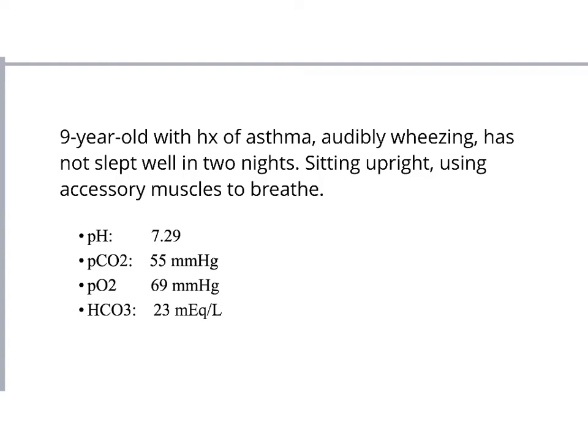For the pH, 7.29. We can remember that 7.35 to 7.45 is normal, so 7.29 will be acidotic. The PCO2 is 55. Again, normal was 35 to 45, so 55 is also acidotic. Remember to think of CO2 as an acid. We have too much acid, it's acidotic.